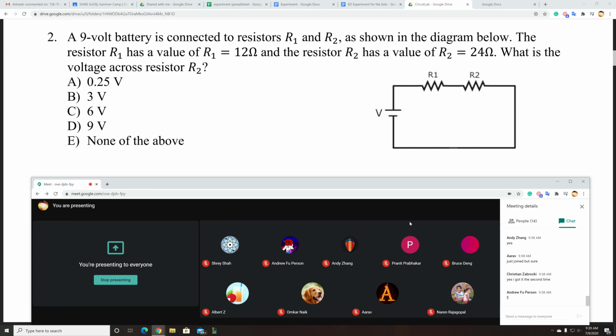Andrew, it's not E. And I'm not gonna tell anyone else. The first person who answers, I'm just gonna say if they're right or wrong. That's the only thing I'm gonna say. You guys can manually solve this, or you can use your logical skills for this.